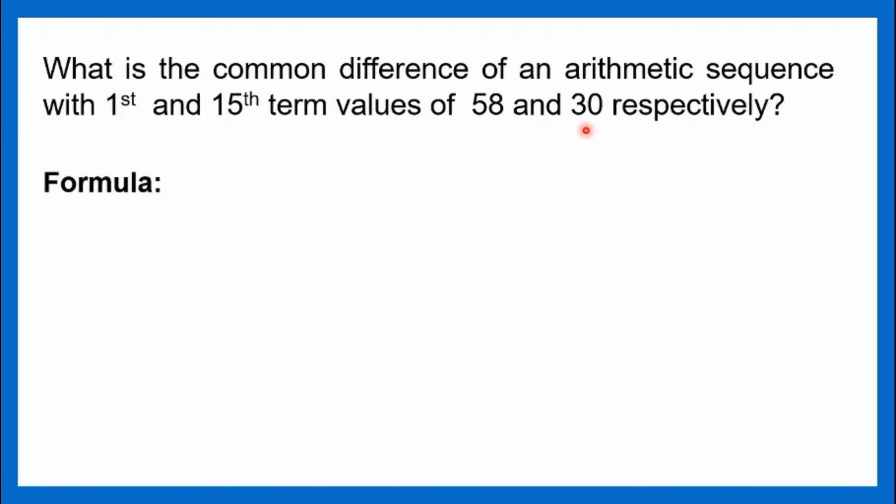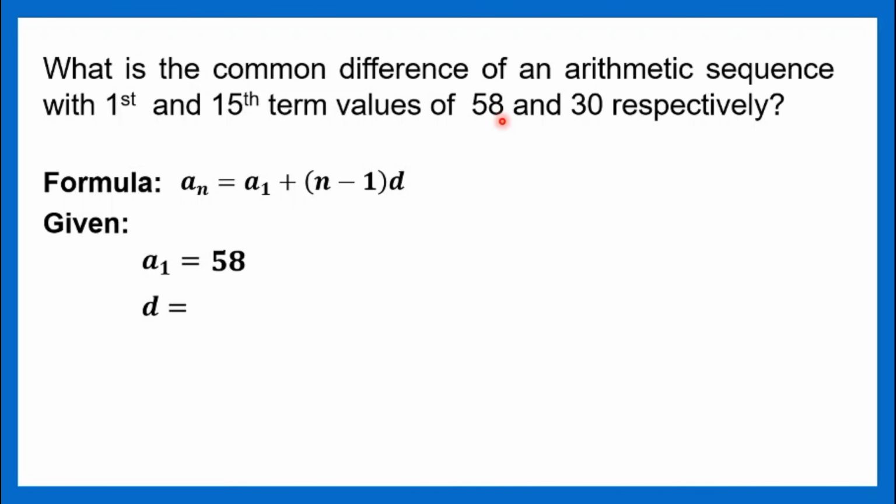So, formula muna. So, a sub n is equal to a sub 1 plus the quantity of n minus 1 times d. And, let's find the given. A sub 1. So, first term. Kung anong unang binanggit, first term dito. So, 58 ang first term natin. So, that is a sub 1 is equal to 58. Then, common difference, d, that's required to find. So, hindi pa natin alam.